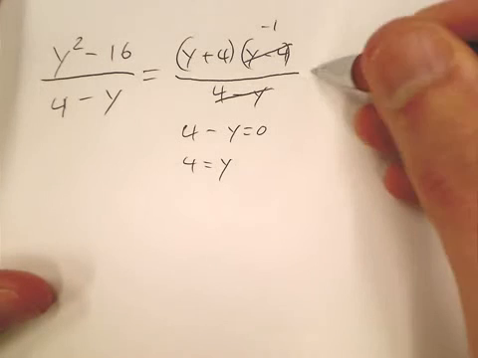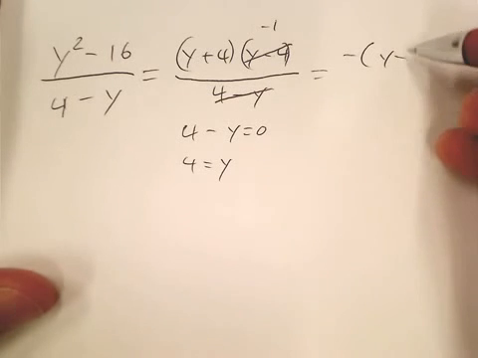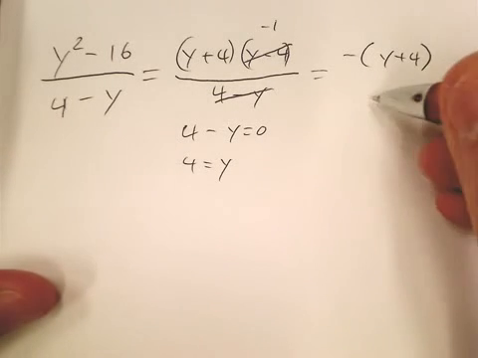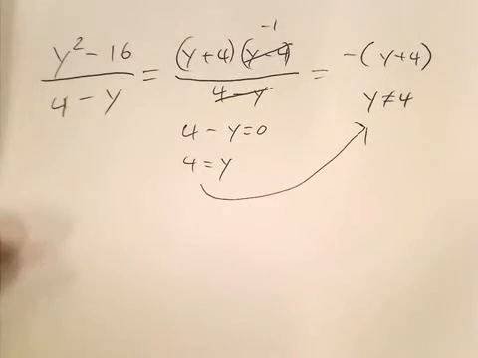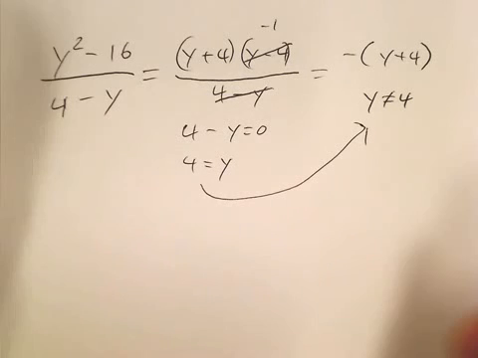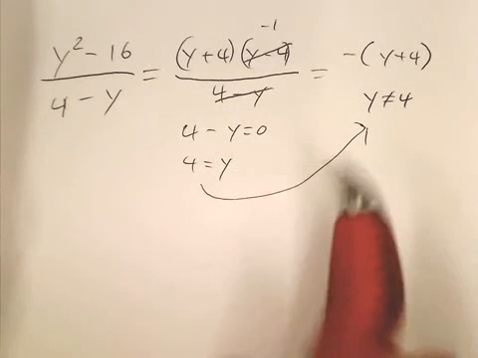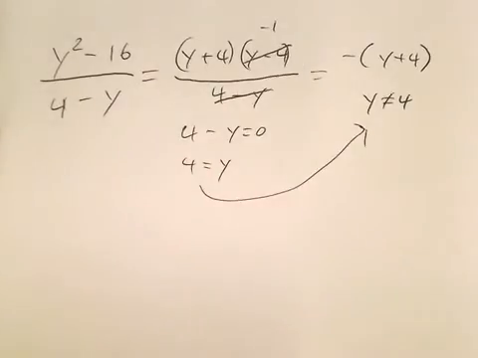My final answer is going to be negative y plus 4, and y cannot equal 4 from my excluded value there. Okay, there's no denominator because everything canceled out down there. For the negative 1, I just made it a negative sign out front. You could distribute it, but it makes it neither more correct nor more wrong, either way.